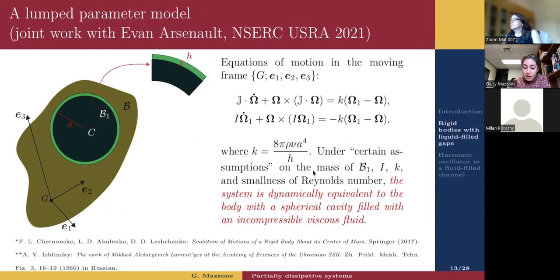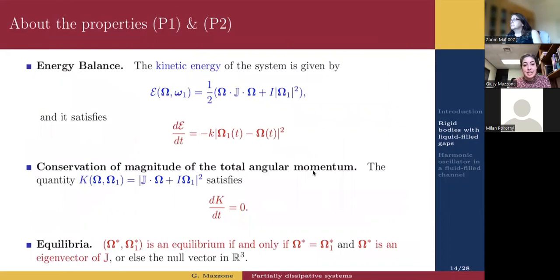So what is the idea? Also for this problem, we have the corresponding energy balance and conservation of the magnitude of the total angular momentum. It's just easier for this problem to characterize what the equilibria are. Equilibria of the system are basically the only rotations for which, sorry, this Ω1 is capital Ω1. So the equilibria are just the ones for which the two rigid bodies rotate with the same angular velocity, and this constant angular velocity is an eigenvector of the inertia tensor of the outer body.